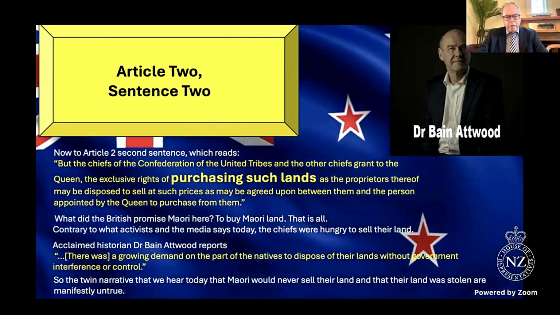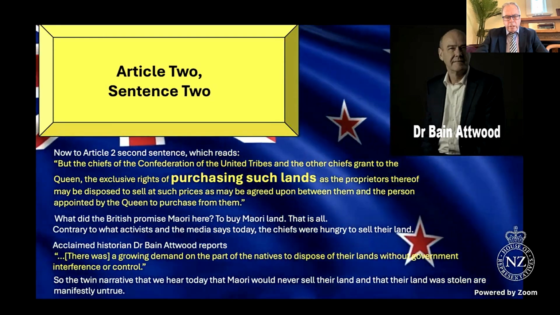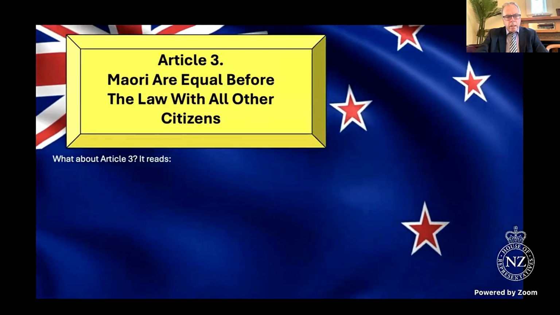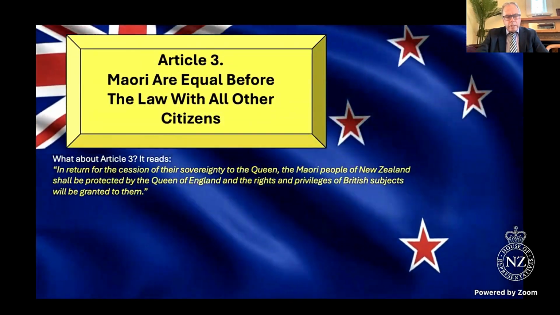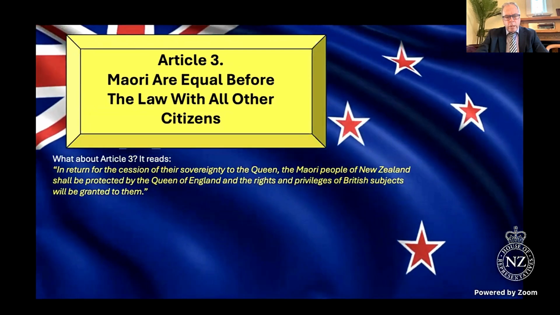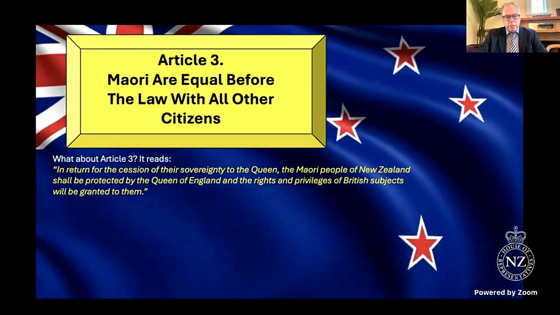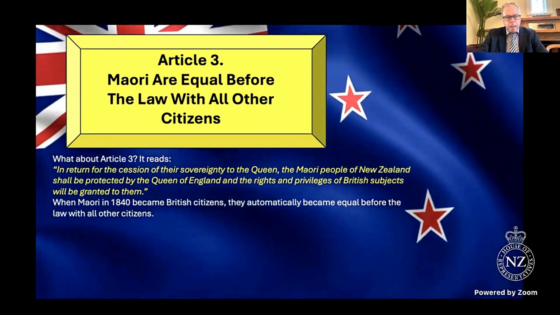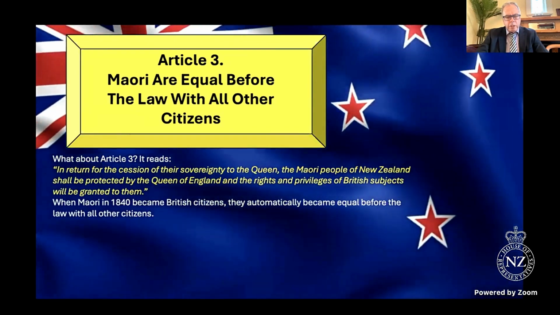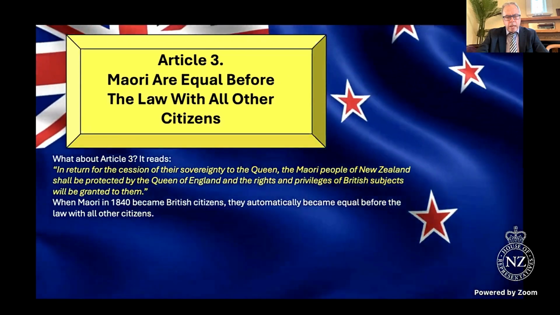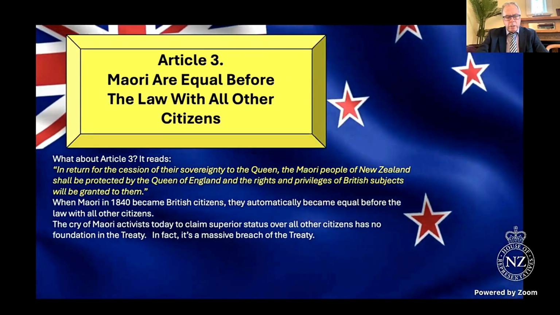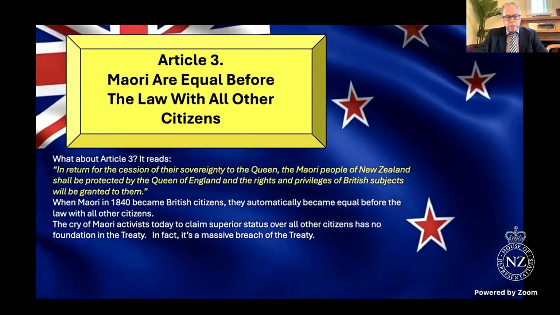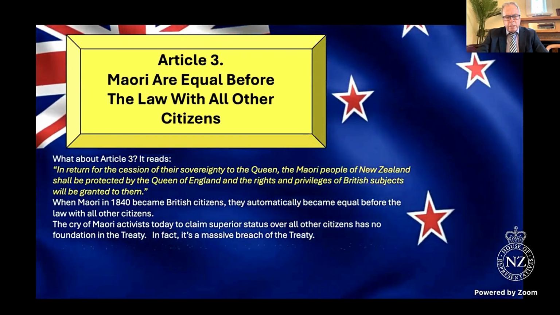So the twin narratives that we hear today that Maori would never sell their land and that their land was stolen, like I've said, is manifestly untrue. What about Article 3? It reads this: in return for the cession of sovereignty to the Queen, the Maori people of New Zealand shall be protected by the Queen of England and the rights and privileges of British subjects will be granted to them. When Maori in 1840 became British citizens, they automatically became equal before the law with all other citizens. The cry of Maori activists today to claim superior status over all other citizens has no foundation in the treaty. In fact, it's a massive breach of the treaty.